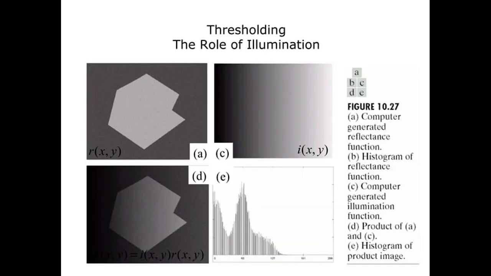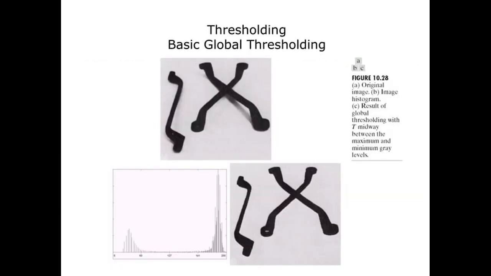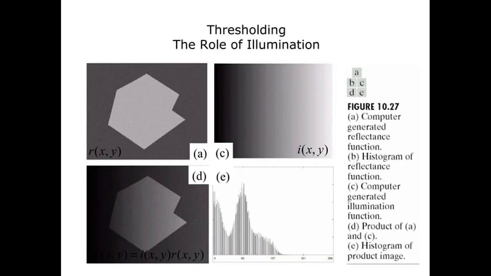So this is the role of illumination. You see the figure, we are able to understand. The first component is the reflectance component and the second component is the illumination component. And the third figure, this D figure, what does it represent? It is both the illumination component and the reflectance component. Now if you see the histogram, we get the product image of the histogram. If you add the illumination component, then we get the histogram like this.